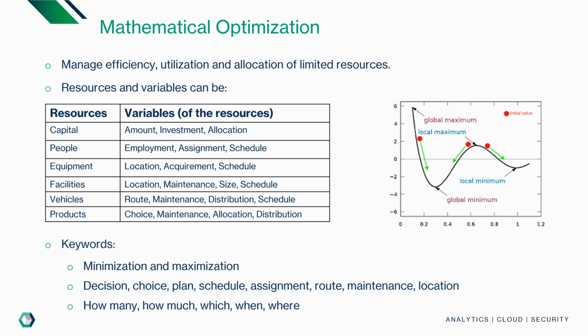At its core, inventory optimization leverages advanced mathematical optimization techniques. Optimization problems involve maximizing or minimizing some objective, like minimizing costs or maximizing service levels, subject to real-world business constraints and trade-offs. Optimization is used across many areas like investment allocation, workforce scheduling, facility location, vehicle routing, and more. The general goal is to manage the efficiency and utilization of limited resources in an optimal manner.